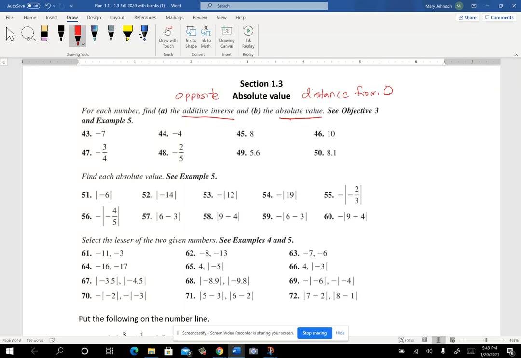All right. So we'll work 43, 45, and then I'll do 48 and 50 of these examples. We'll do two parts. We'll do the additive inverse first, and then we'll do the absolute value. I'll do that on all of these: additive inverse and then absolute value. Actually, let me do 47 and 49, and that way I can use those same headings.